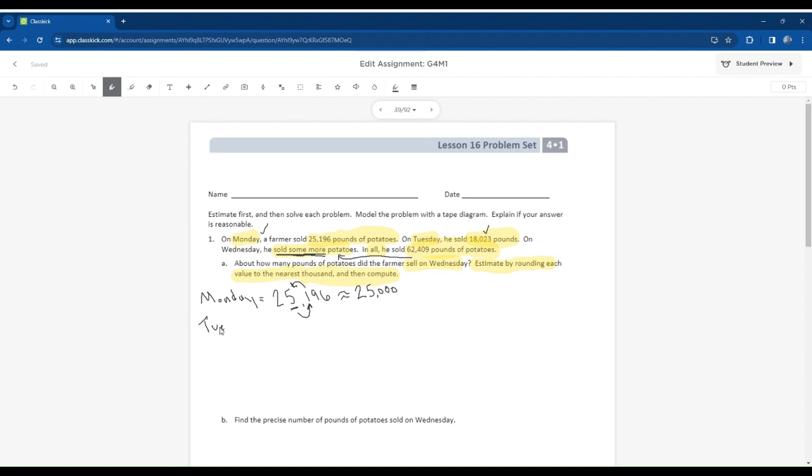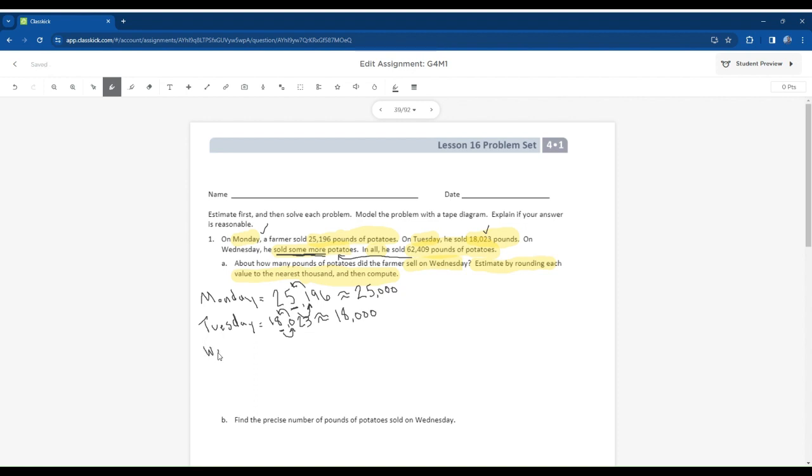We'll do the same thing for Tuesday. On Tuesday, he sold 18,023. Same idea. Identify the digit in the thousands place. Peek over at the hundreds, and that'll tell this digit what to do. Since this is a 0, that means we are going to leave the 8 in the thousands place as is. So 18,023 will round to 18,000.